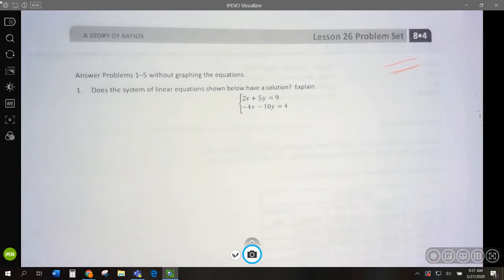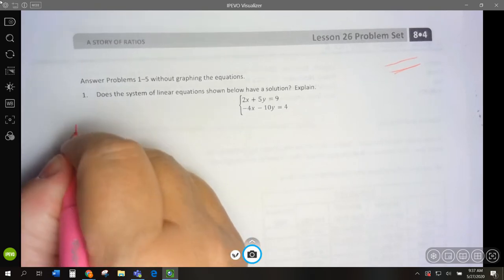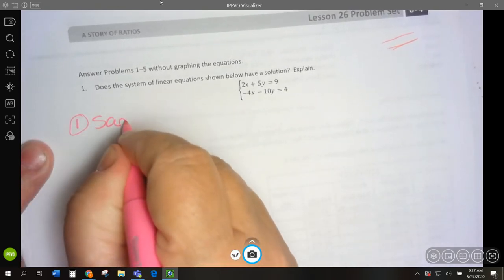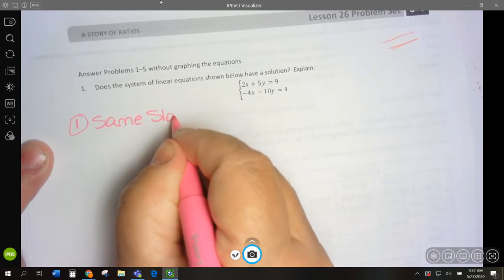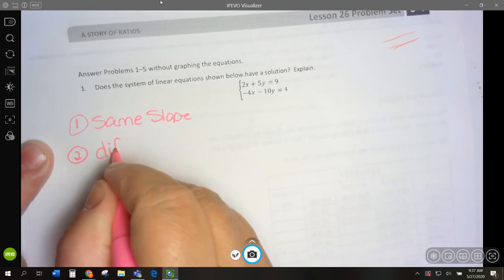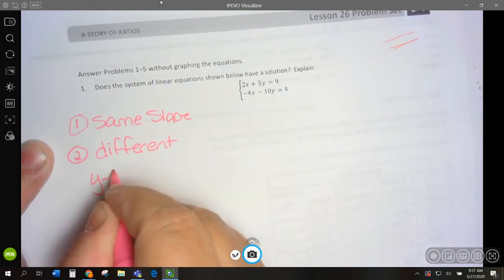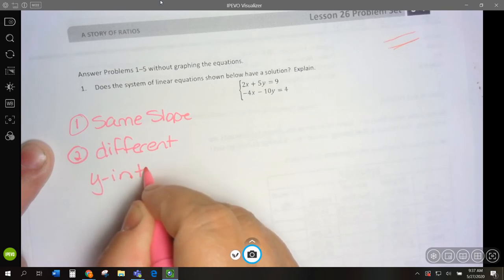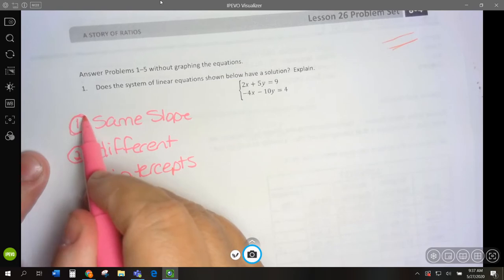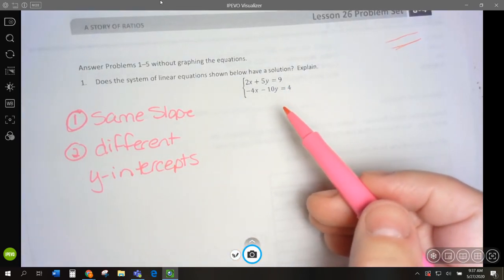Remember, there's two things for parallel lines. First, they have the same slope. And second, they have different y-intercepts. So if the two equations have the same slope but different y-intercepts, they're going to be parallel, so they'll have no solution.